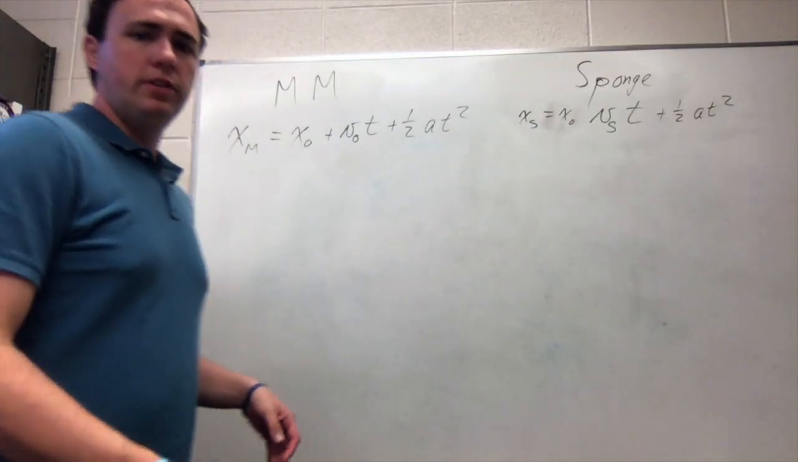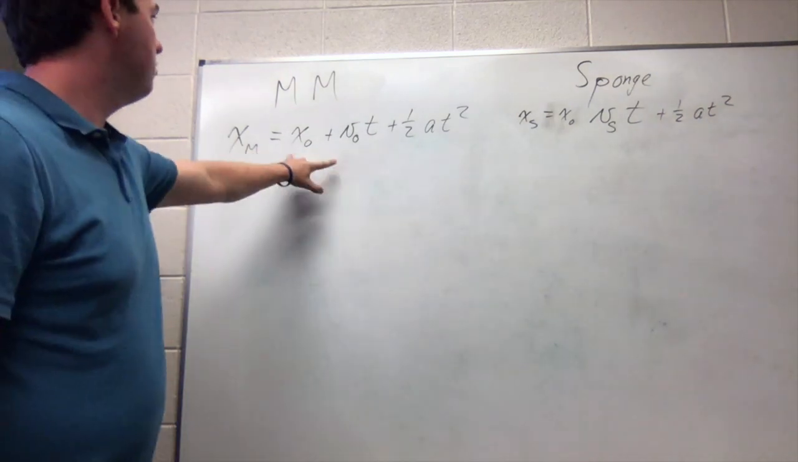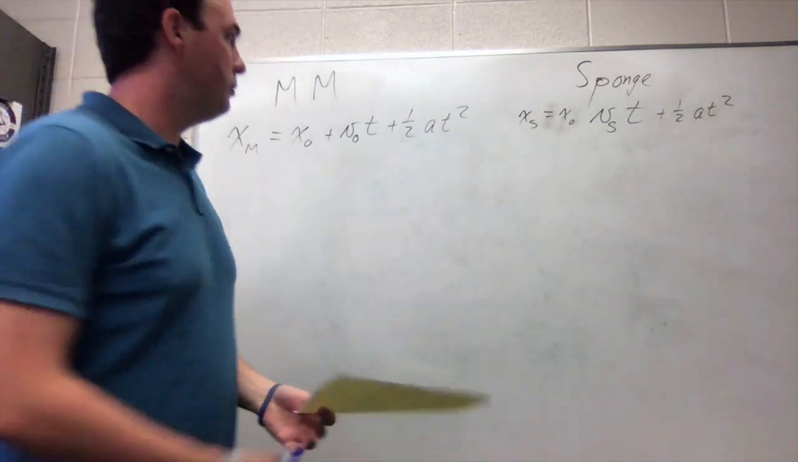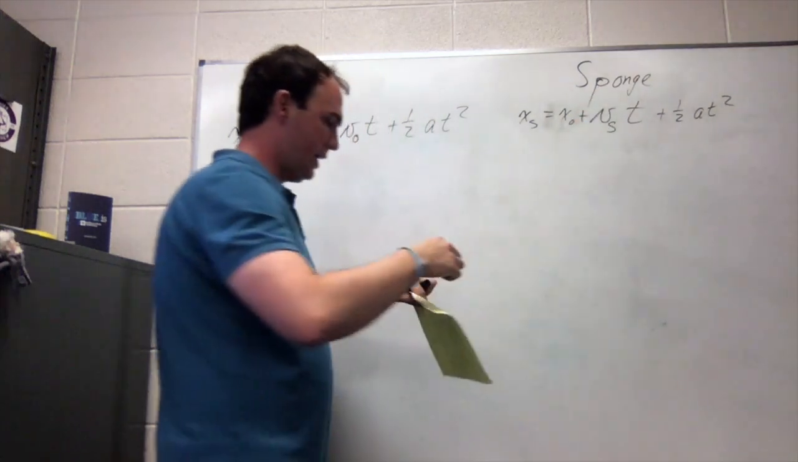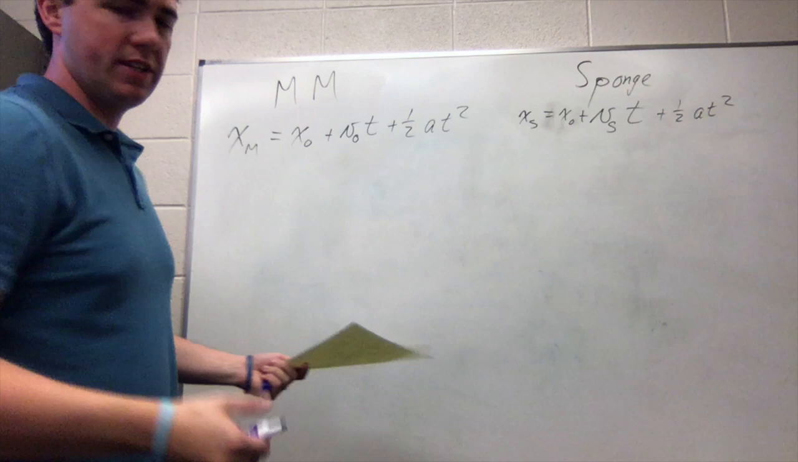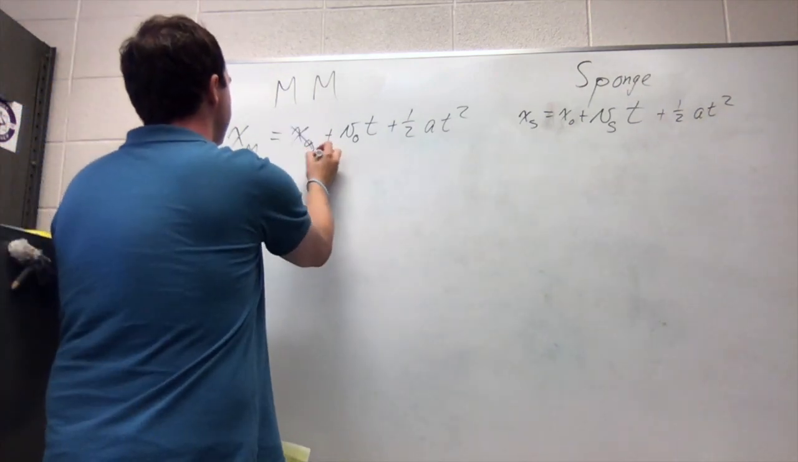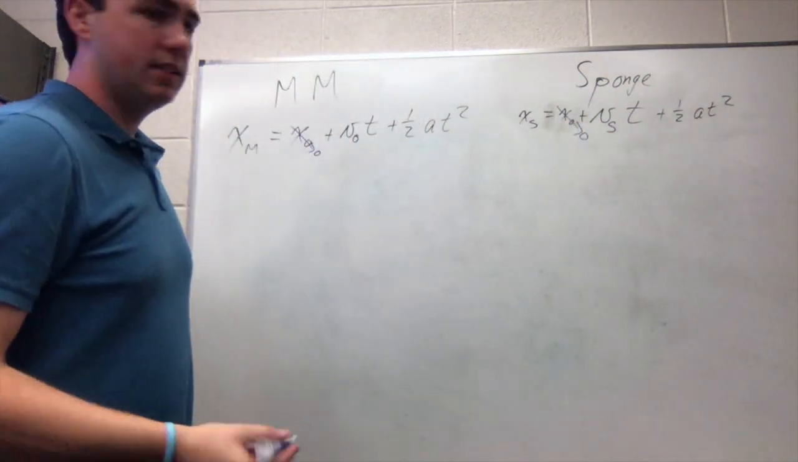So what I've written down here is the position equations for Mermaid Man and SpongeBob, and I've written them the most general way possible. Should have a plus sign here, including all of the possible terms. Now, for both of them, since they start at the same position, we can just say that their initial position x0 is equal to 0. So that's a nice convenient choice.